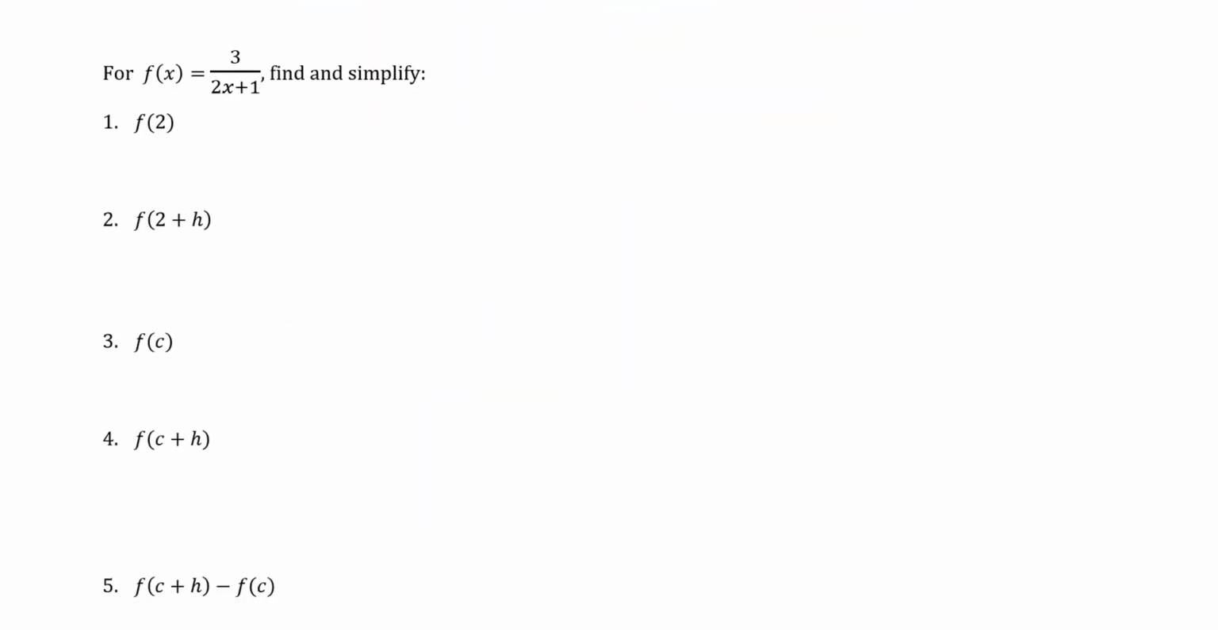Okay, so we're going to basically do the same thing here, but just with a different function. All right, so the first one we're just going to put in 2, so 3/5. You could write that as a decimal, but really what we're after here is some simplifying when we've got letters in there. So, okay, when I do this next one, I'm going to put 2 plus h in for the input.